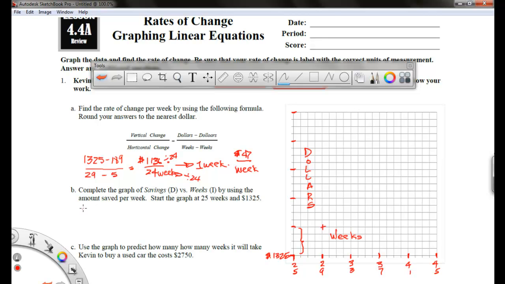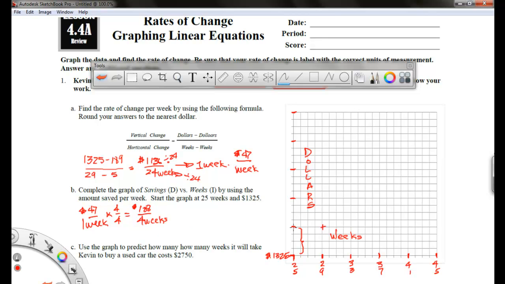Now let's see what we've got here. I know I've got $47 per 1 week, and I want to know what it is for 4 weeks. So I'm going to take 4, that's multiplication by 4, so I'm not changing how much it's changing, just the same rate over 4 weeks. So 4 times 47 will give me $188 that it's increasing every 4 weeks.